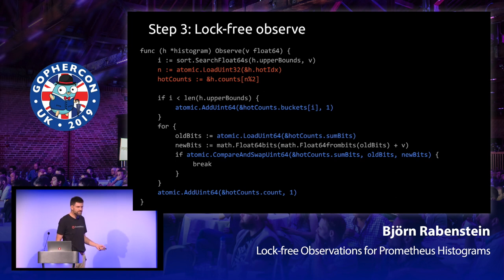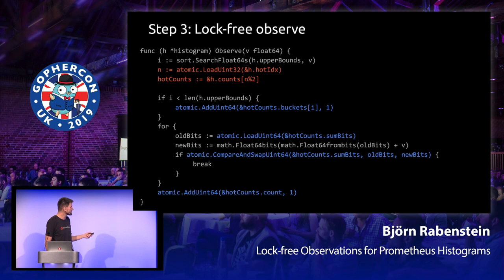And this is the complicated part, which is explained in my 2015 talk, how to atomically increment a float. Looks weird, but believe me, I'm an engineer. So this works. This is the way how you increment a float atomically, compare and swap, whatever. Watch the talk to explain that one. You can ignore it for now. So this goes onto the hot counts. It uses atomic operations, so it's per se race-free.